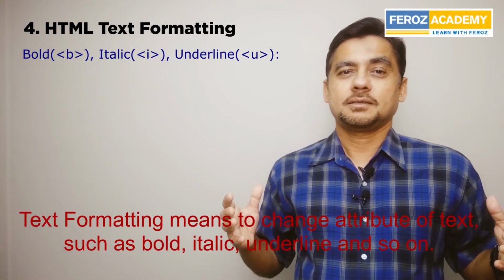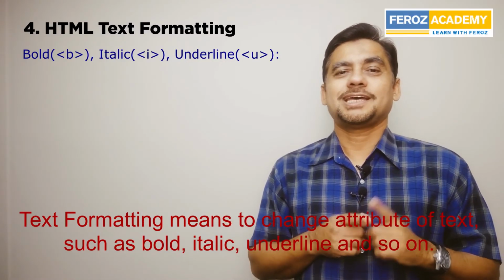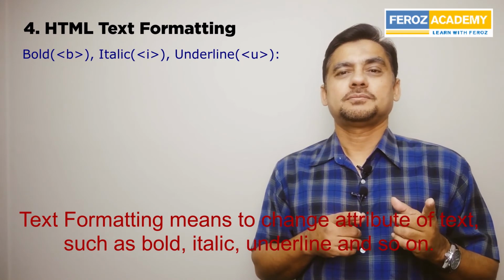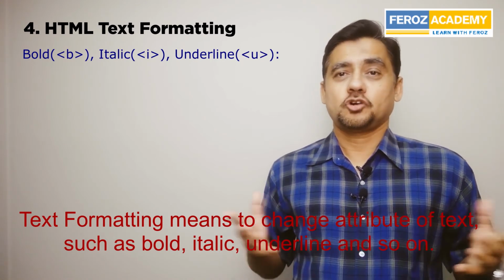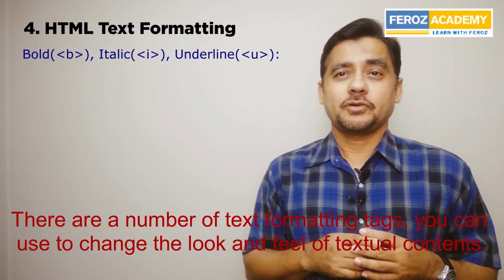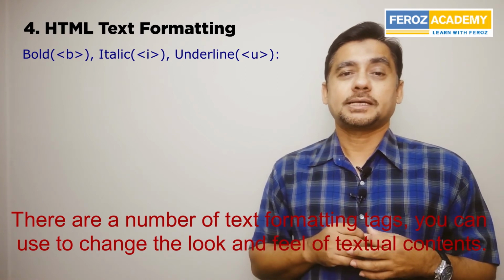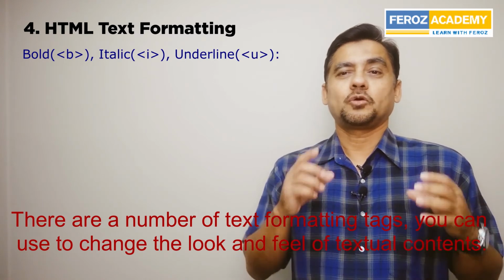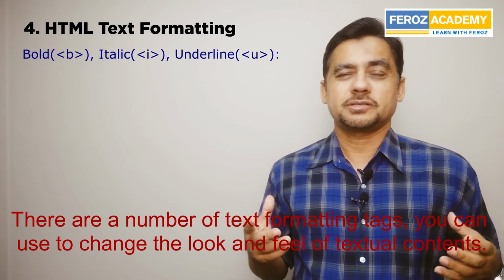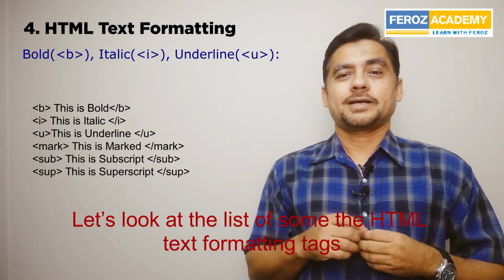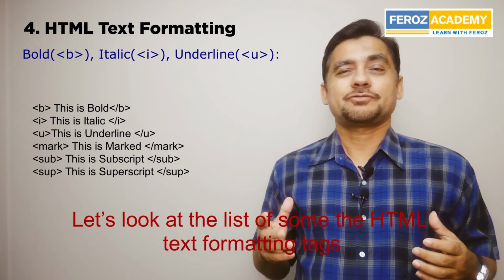Text formatting. Text formatting means to change attributes of text such as bold, italic, underline, and so on. There are a number of HTML text formatting tags you can use to change the look and feel of your textual contents. Let's look at the list of some HTML text formatting tags.